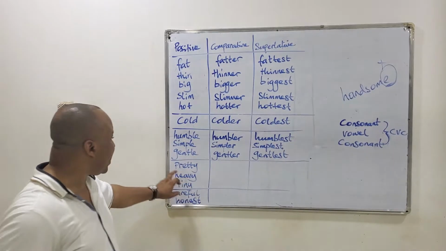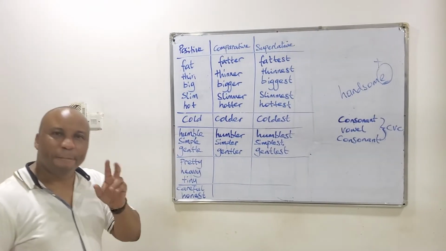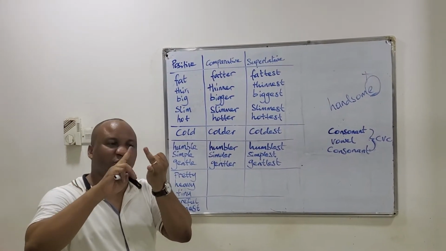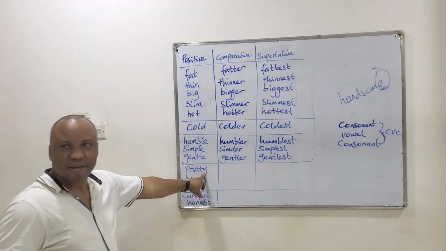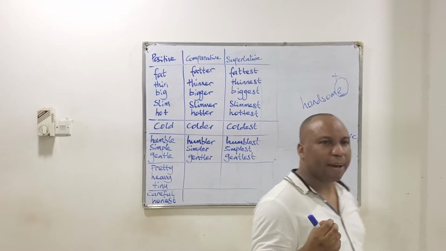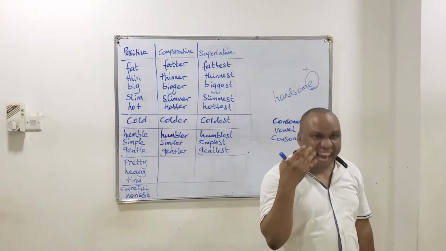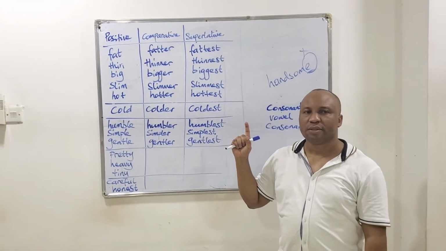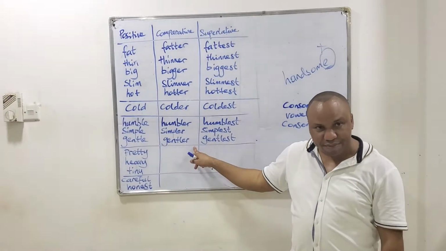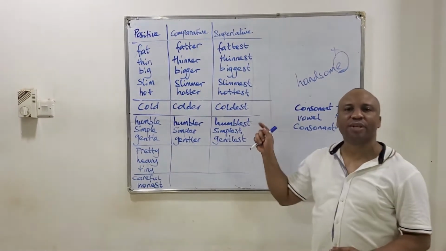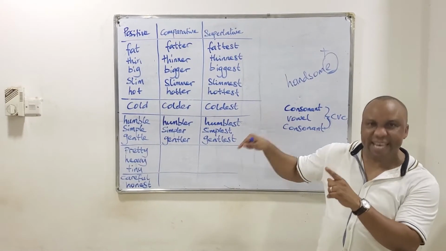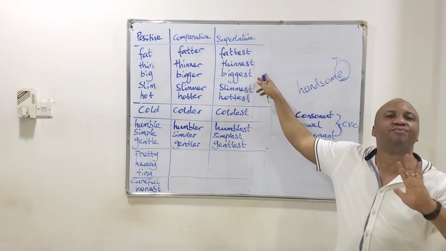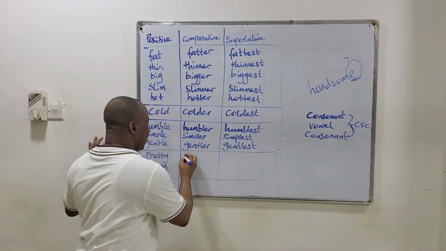Okay, in this case, ladies and gentlemen, we have pretty. Pretty, two syllables, and the last letter is Y. So when we have two syllables and the last letter is Y, we change the Y to I. Then we add ER to that adjective in the comparative form. And in the superlative form, we change the Y to I. Then we add EST to the same adjective in the superlative form. So pretty becomes prettier.